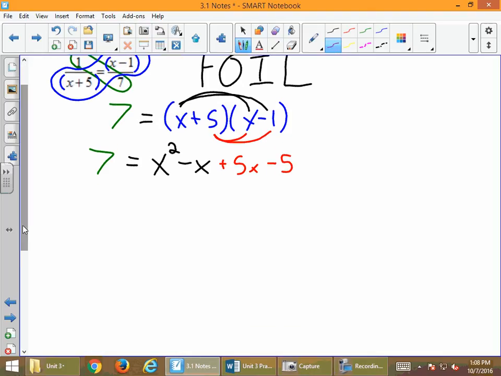So when I do so, the 7 is still over here on the left side. X squared has nothing to combine with. What is negative x plus 5x? 4x. What do we got, Alex? There you go. We got x squared plus 4x minus 5. Nice. And you've done this before.